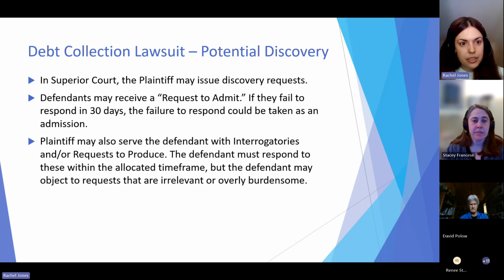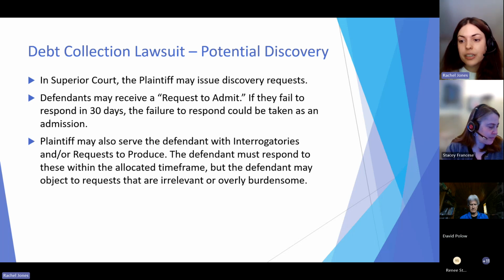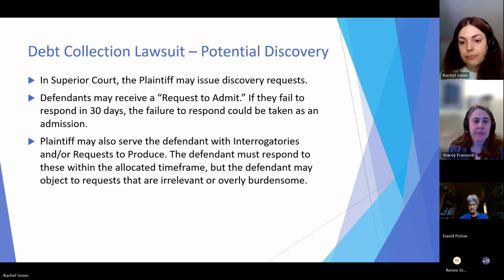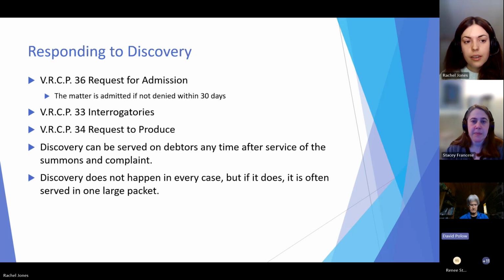And in some cases, the plaintiff might issue discovery requests. For example, the defendant might receive requests to admit, and if they fail to respond to these requests, that could be taken as an admission. So it's very important for the defendant to respond to all discovery requests. The defendant might also receive interrogatories or requests to produce, asking questions about what information they might have or the basis of their denial, or a variety of information that might be asked. If the requests are irrelevant or overly burdensome, the defendant can object to the discovery request, but they do have to answer. So it's important that these requests are not ignored. Yep, and these are just rules that cover discovery requests, just as other civil cases would.